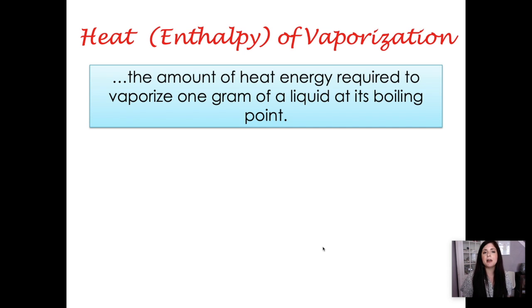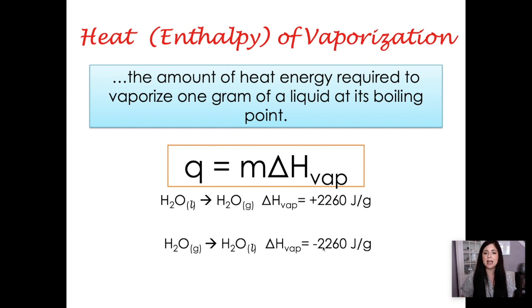So this is the amount of heat energy that's required to vaporize 1 gram of a liquid at its boiling point. And the equation is exactly the same. The only difference is that you are going to change whatever this value is, this enthalpy of vaporization, delta H vap, what you're going to hear me call that.